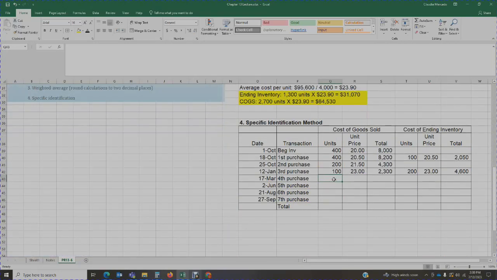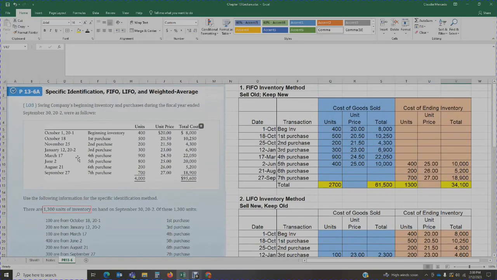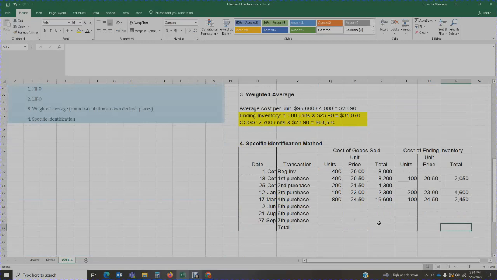So on the fourth purchase, I sold 800 and I kept 100. Together, they give me the 900 units that I started off with. So on the fourth purchase, going back, I had 900 units. The problem is telling you that for March the 17th, I have 100 units remaining. That's why I broke it down between the 100 remaining under cost of ending inventory and then 800 were sold.